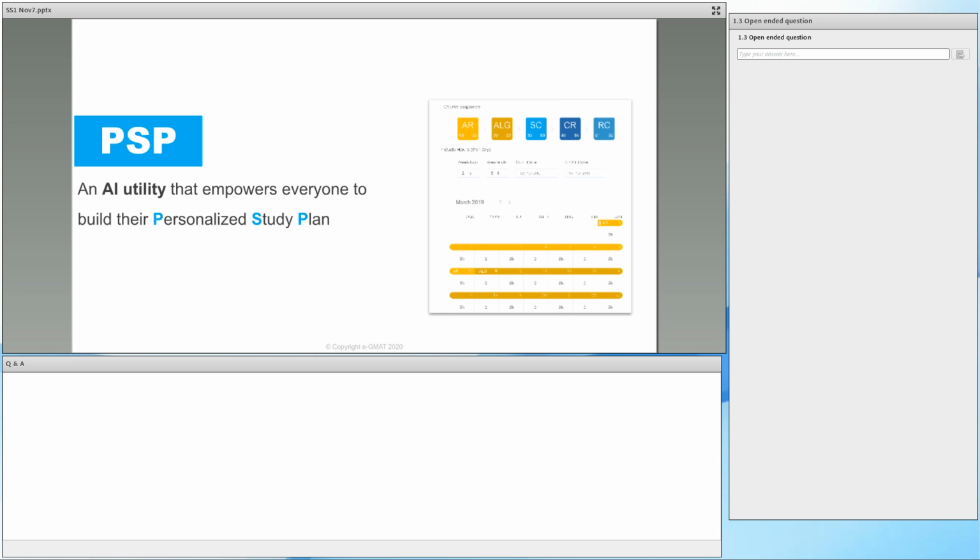For our students, we built a utility called the Personalized Study Planner that allows each one of you to build your own personalized study plan. So let's see how this Personalized Study Planner works. What we're going to do is start this for Abby to begin with.